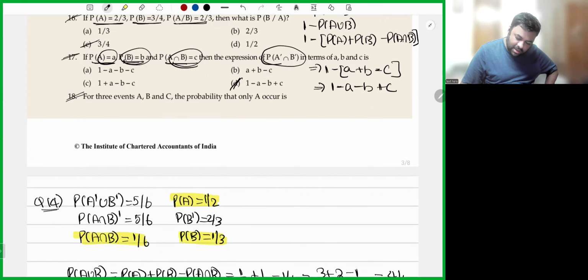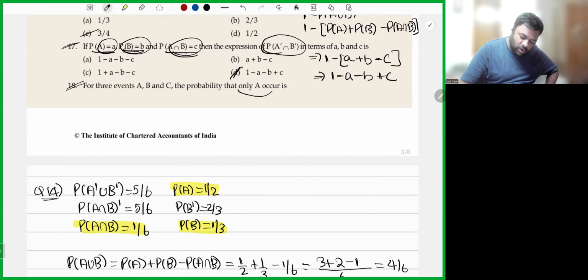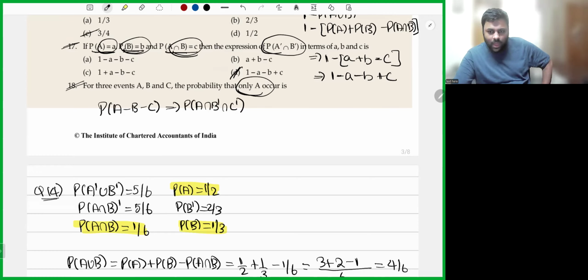For 3 events A, B, and C, the probability that only A occurs. I said you this already. Only A means A minus B minus C. Or else you can even write it as P of A intersection B complement intersection C complement. I hope you remember, my dear friends, in sets we understood that if intersection and complement comes together, we can interchange it to minus. So P of A minus B minus C can be written as P of A intersection B complement intersection C complement.